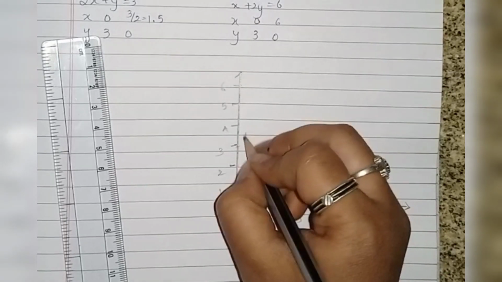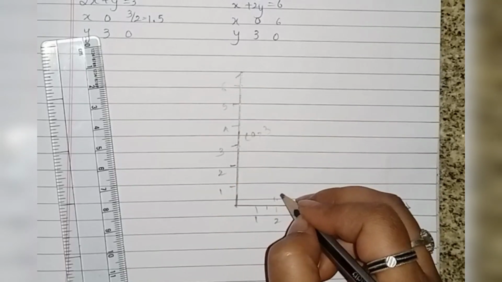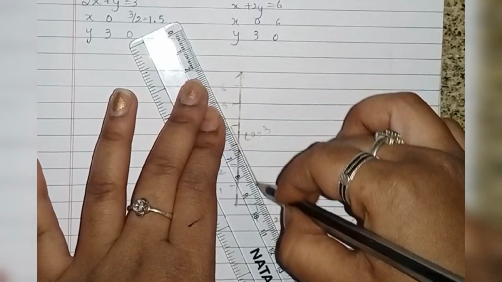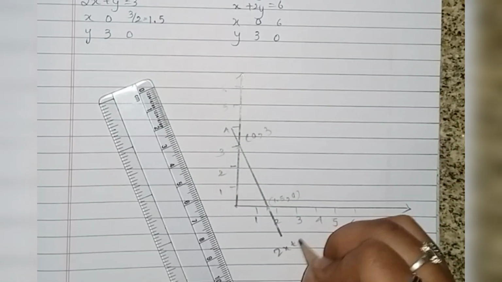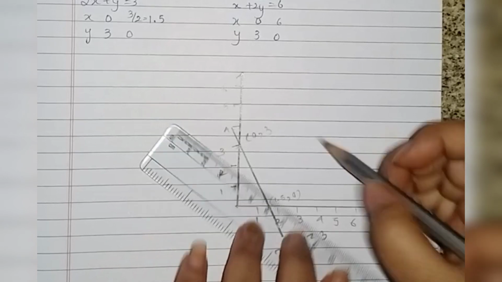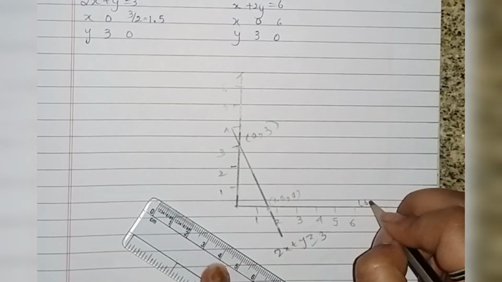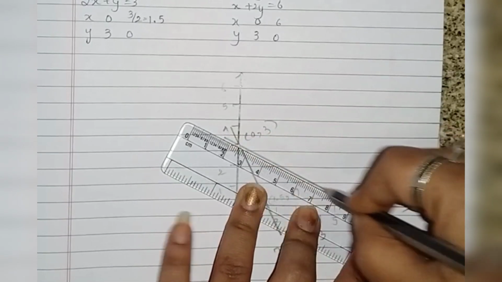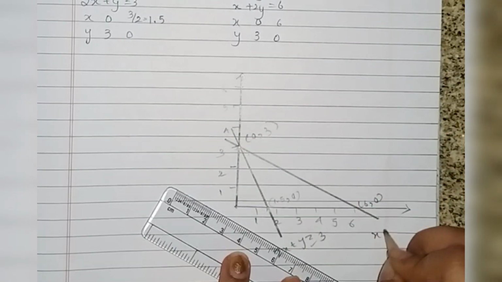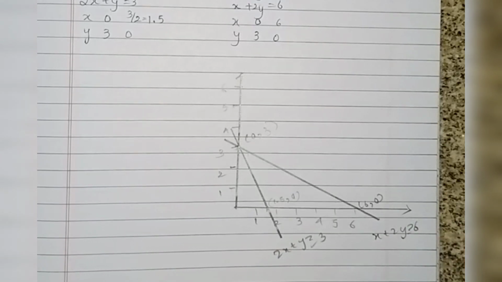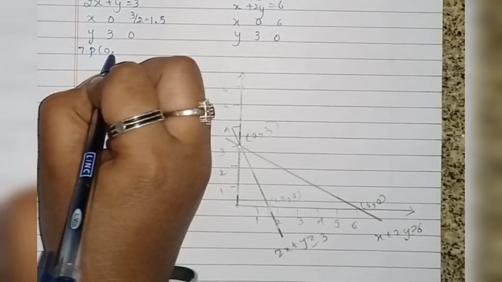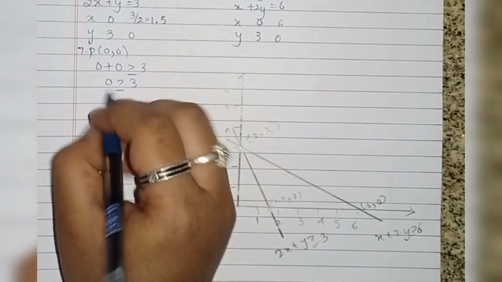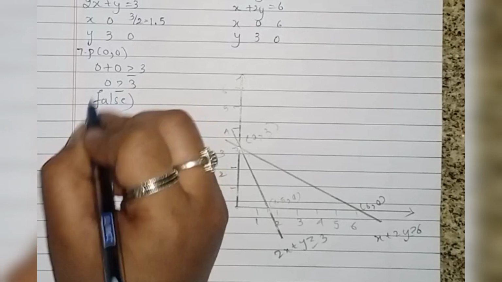The first points are 0 comma 3 and 1.5 comma 0. Now this is the line for the first constraint, which is 2x plus y greater than or equal to 3. Then for the second one, 0 comma 3 and 6 comma 0. This is going to be the line for the second one. And then we have to take the testing point. The testing point is 0 comma 0 for the first one. So 0 plus 0 greater than or equal to 3, 0 is greater than or equal to 3, which is actually false.